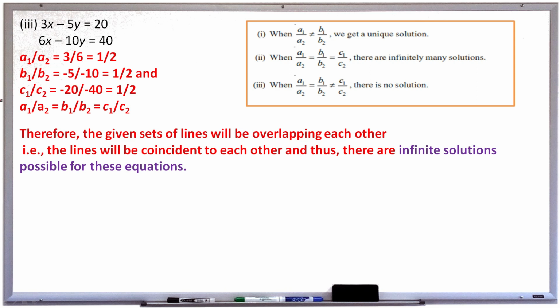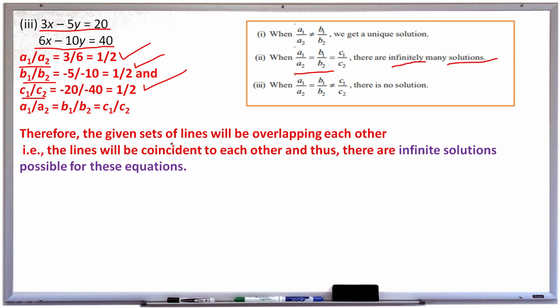Second one, question number 3. The linear equations given: 3x minus 5y is equal to 20, 6x minus 10y is equal to 40. Now find a1 by a2, b1 by b2, c1 by c2. Now you see a1 by a2 is equal to 1 by 2, b1 by b2 is 1 by 2, c1 by c2 is equal to 1 by 2. So all the values are equal. If it is equal, then infinitely many solutions.